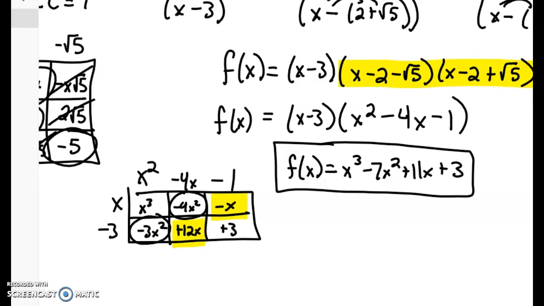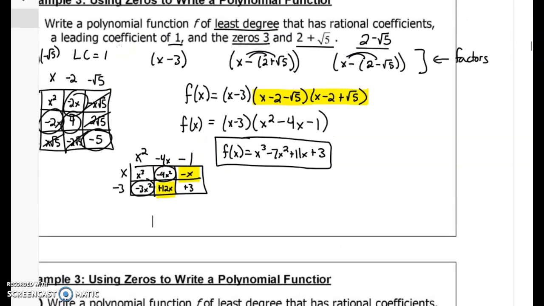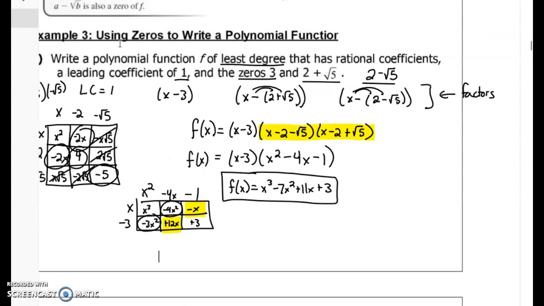So if that was a little overwhelming, you're completely okay. It's hard the first time, but then you start to see a pattern to it. So let's go ahead and try another one.